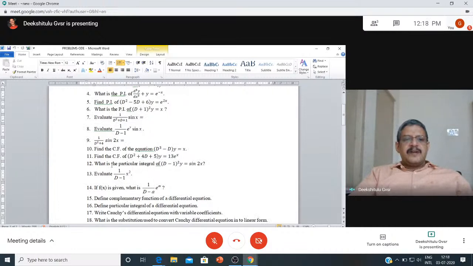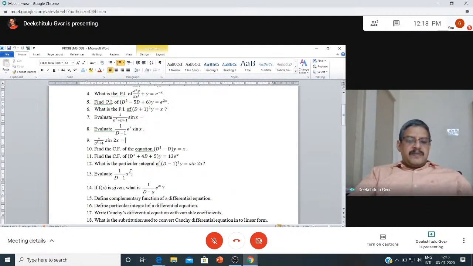Find the particular integral of (D minus 1) whole square by sin 2x. So 1 by (D minus 1) whole square sin 2x. That means D square minus 2D plus 1. D square is minus 4. So you substitute D square as minus 4. So minus 4 minus 2D plus 1. That is 1 by minus 2D minus 3. Because the D term is there in the denominator, to eliminate that, multiply and divide by the similar function with the opposite sign. You will get that.